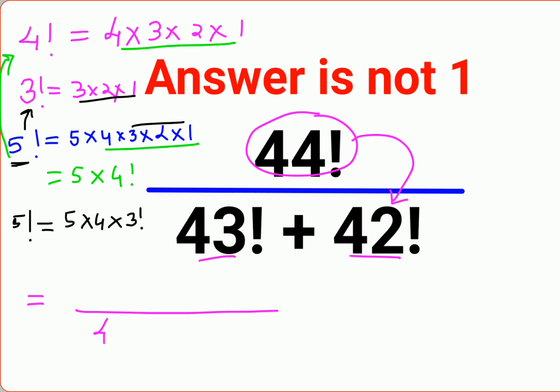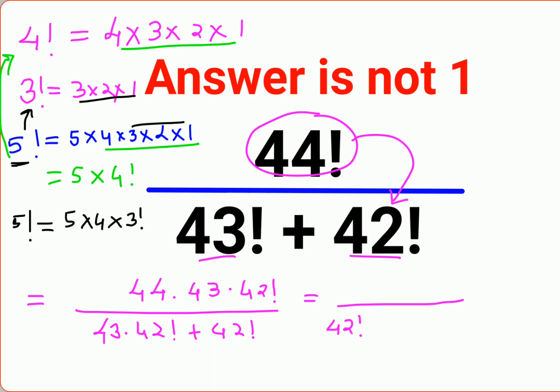So now out of these two, 43 factorial and 42 factorial, I can write this denominator in terms of 42 factorial. 43 factorial can be written as 43 into 42 factorial plus 42 factorial. Now since the denominator is written in terms of 42 factorial, let's write 44 factorial as 44 into 43 into 42 factorial.